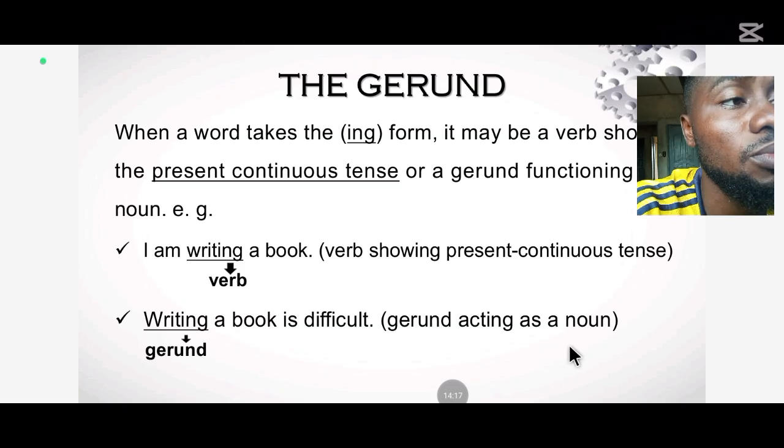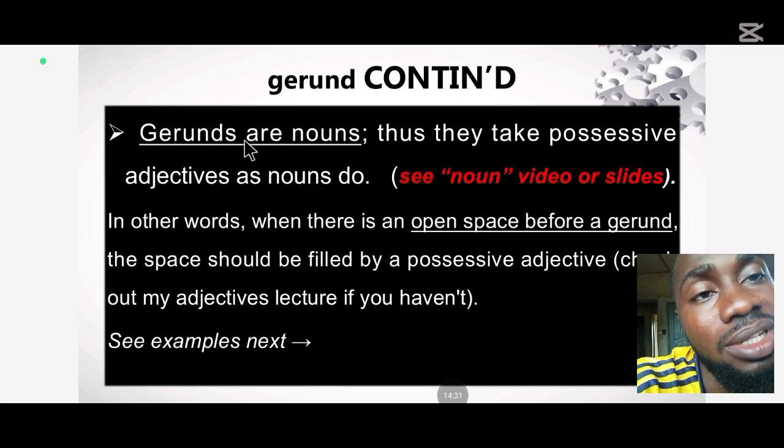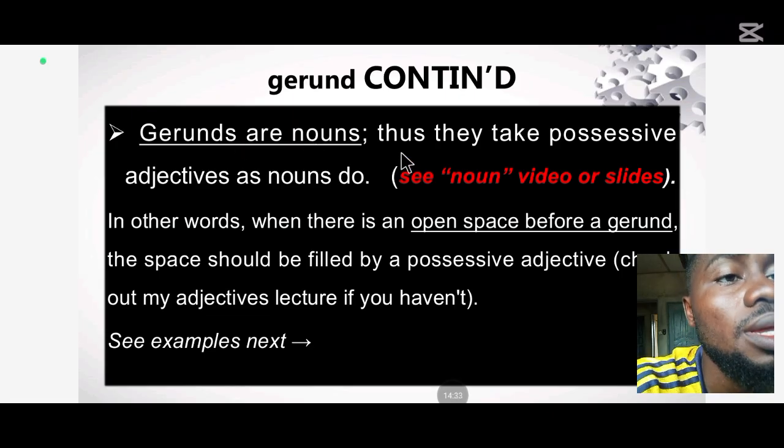All right, let's move forward. Gerunds continued. Gerunds are nouns. Take note. Gerunds are nouns. They look like verbs, but they are nouns. They are also regarded as nouns. Thus, they take possessive adjectives as nouns do. Please see my slides or take my lectures on nouns if you haven't.